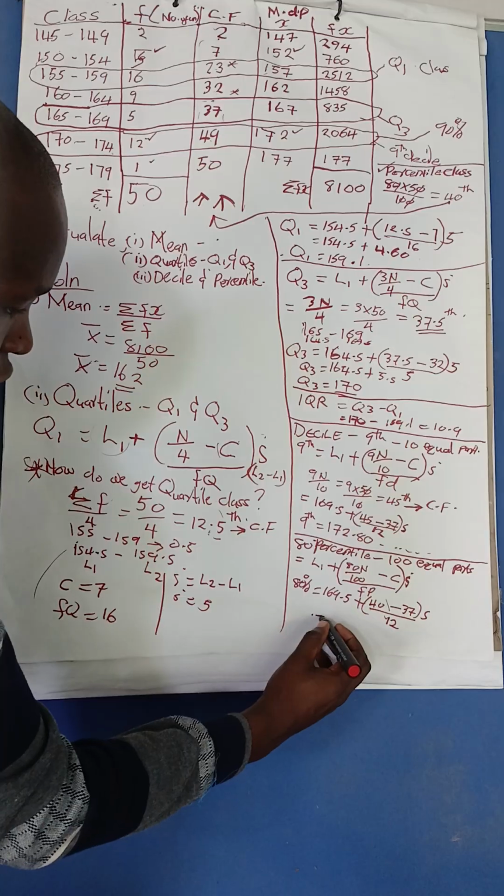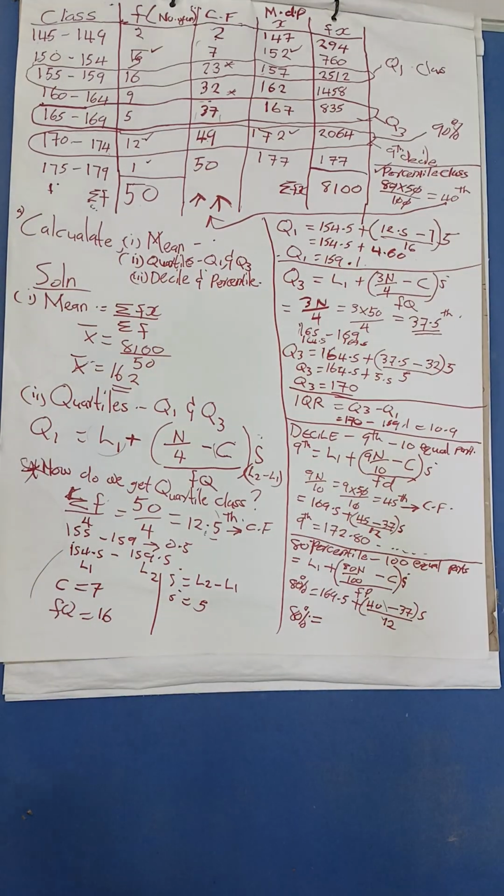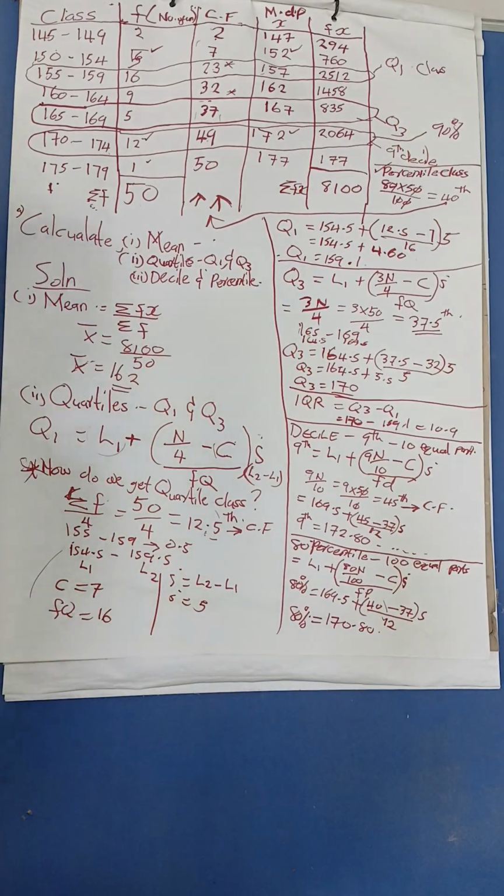Good. So if you do this, you'll realize your 80 percentile. You'll be able to land at 170.80. Good. So that is how we do the percentiles, deciles, and quartiles and mean.